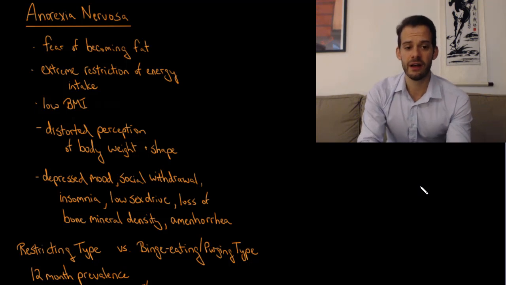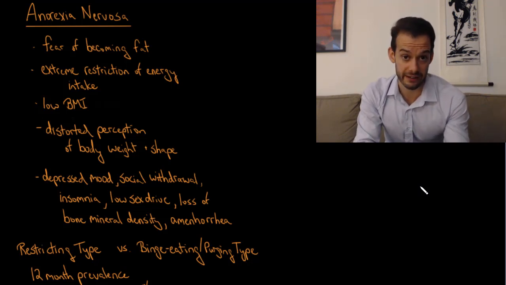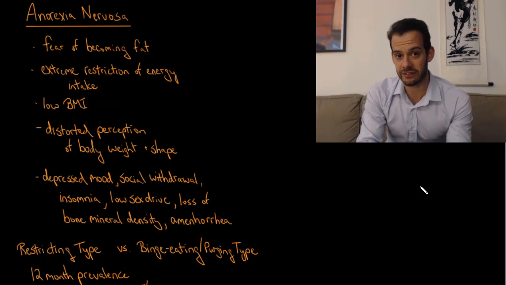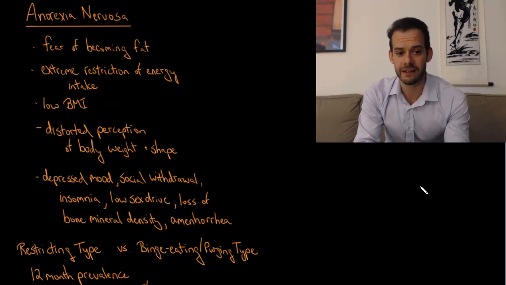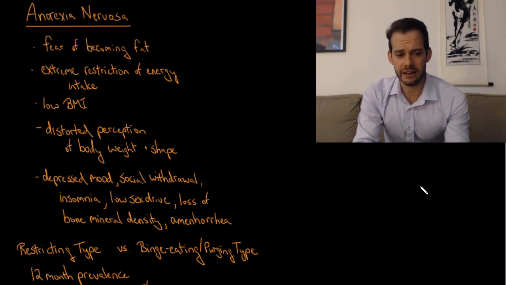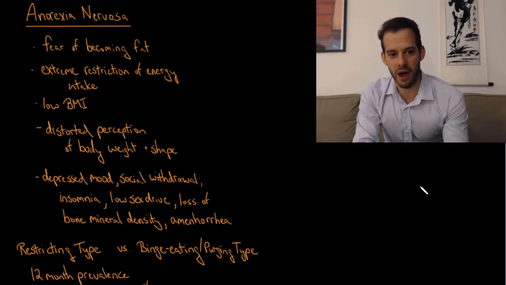And as a result of this, the person tends to have low body mass index. So I introduced body mass index in a previous video when talking about hunger, and the low end of normal body mass index is a score of 18.5. And so we often see in anorexia nervosa a BMI below 18.5, perhaps as low as 15, or even lower in very severe cases. And in addition to this low body mass index, the person shows a distorted perception of their body weight and shape.